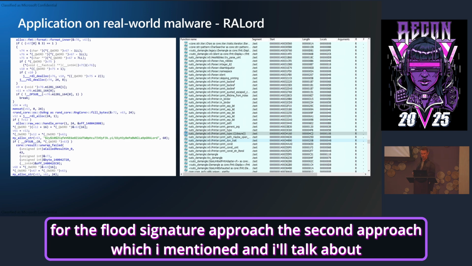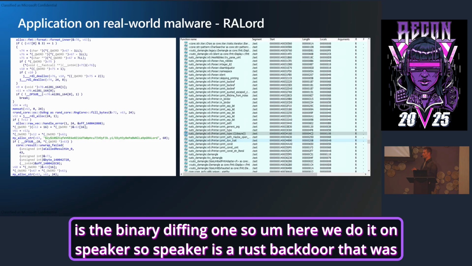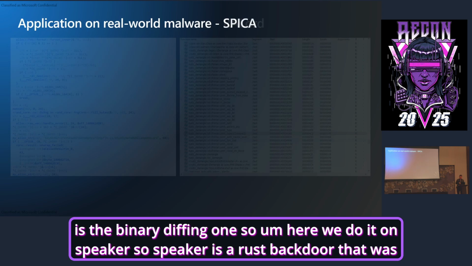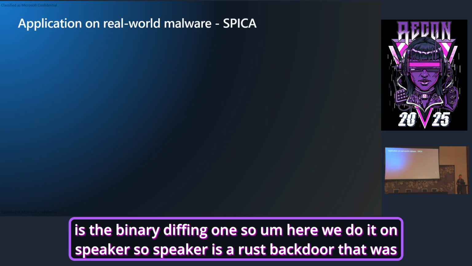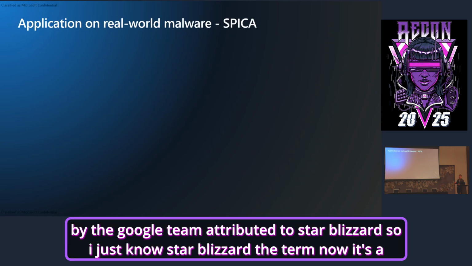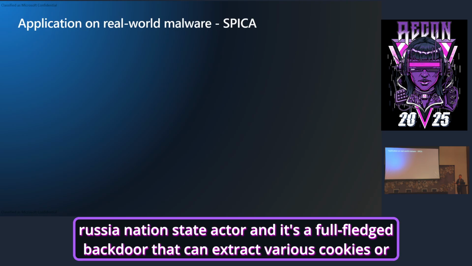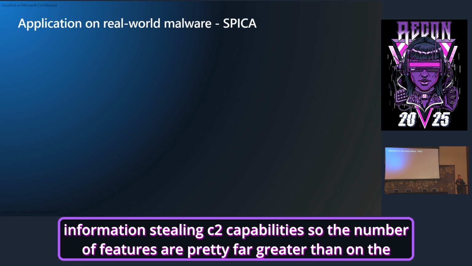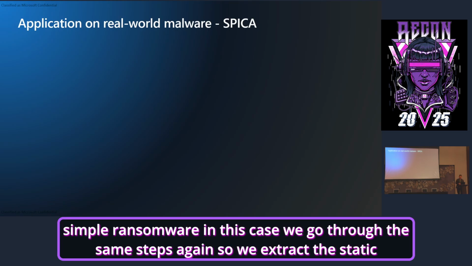The second approach, which I mentioned, is the binary diffing one. Here we do it on Spica. Spica is a Rust backdoor that the Google team attributed to Star Blizzard. I just learned the term Star Blizzard now. It's a Russian nation-state actor, and Spica is a full-fledged backdoor that can extract various cookies, do information stealing, and has C2 capabilities. So the number of features is far greater than in the simple ransomware.